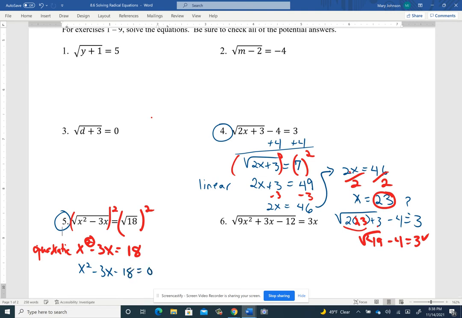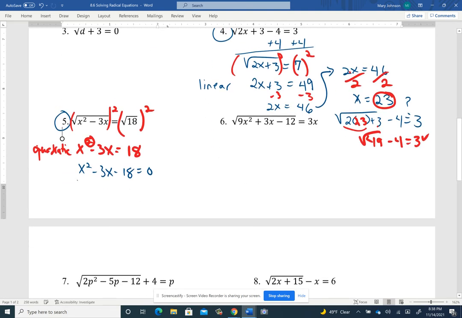And then I did that because it was quadratic. So I knew I wanted to get it equal to 0 so I could factor. So now I'm going to factor it into x minus 6, x plus 3. That's going to give me either x minus 6 is 0 or x plus 3 is 0, which means I think x could either be negative 3 or 6.